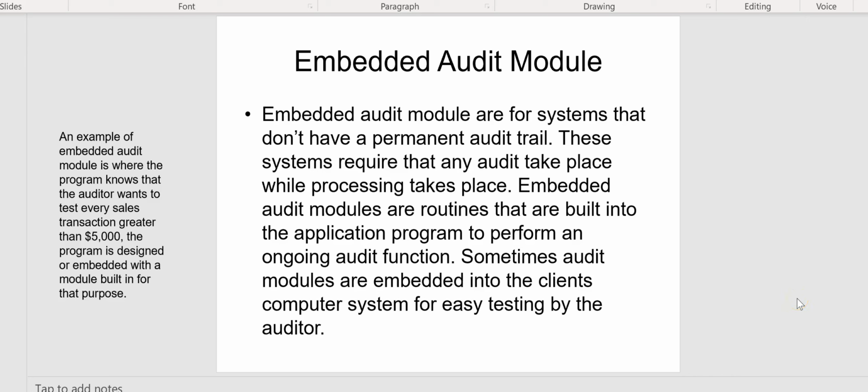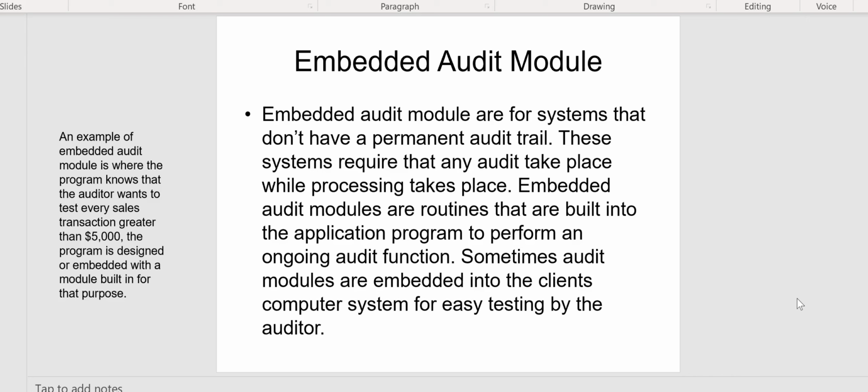And another big term in this area is embedded audit module. You know, some of these terms are pretty heavy, so if you've never seen this before, embedded audit modules are for systems that don't have a permanent audit trail. Some systems don't have a permanent audit trail. These systems require that any audit take place while processing takes place. So embedded audit modules are routines that are built into the application program to perform an ongoing audit function at a particular place in the processing.